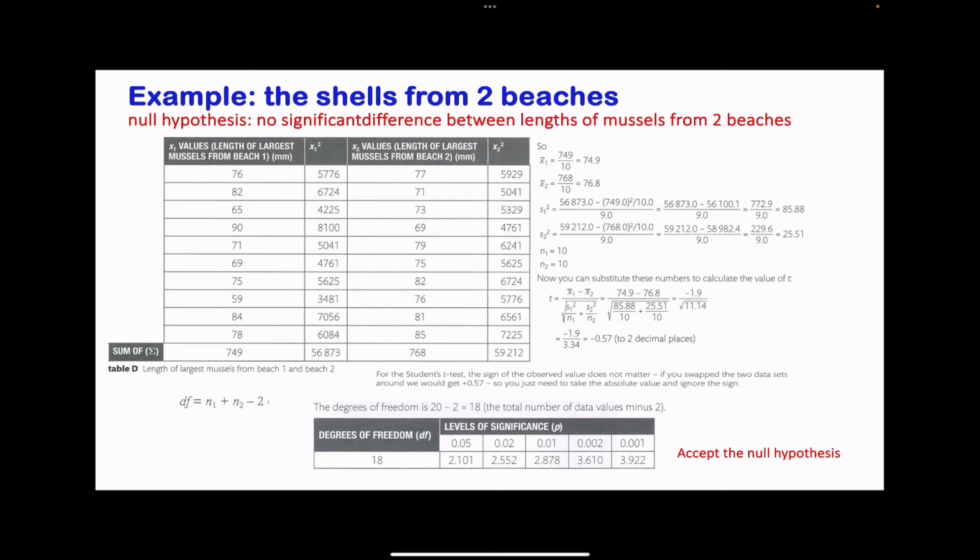Let's look at the example, the shells from two beaches. The null hypothesis here is there is no significant difference between the length of the mussels from the two beaches. So from the table, we're given the data. First, these are the x values, or let me call it x1, the first data set, the length of the mussels from beach 1, and there is a second beach.